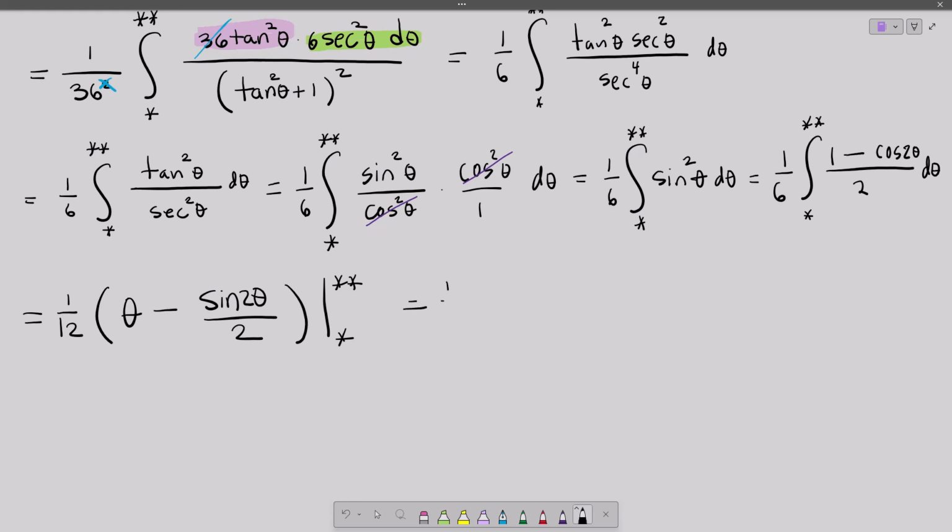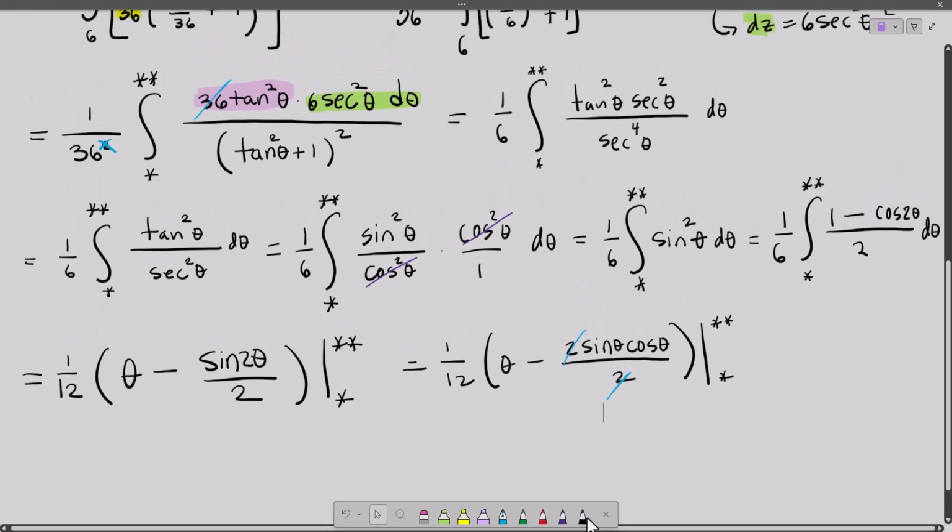So then 1/12 theta, sine of 2 theta, 2 sine theta cosine theta. Most important double angle identity. And the 2's will cancel. All right, so now we're down to an antiderivative in theta where it's all single thetas, no double angles.